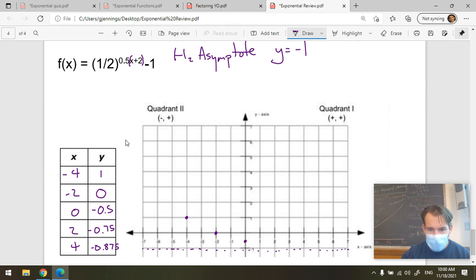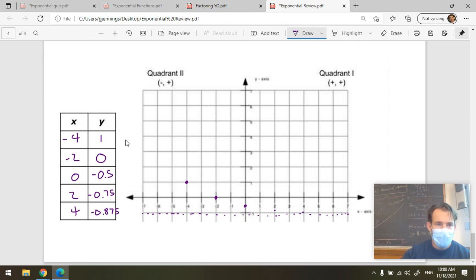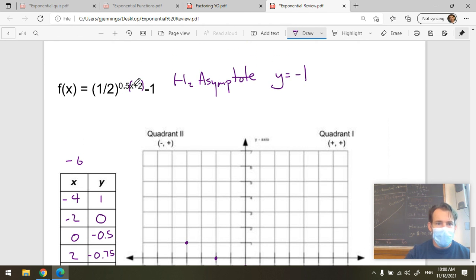So that would give us the 2 here is down here. And then the 4 here is down here. And it looks like there might be something interesting happening at -6. So let's do -6 as well. We'll do it up here, -6, so that we can see the function. -6 plus 2 is -4. -4 times a half is -2. 1 half to the -2, flip it, is 2 to the 2. 2 to the 2 is 4. 4 minus 1 is 3. So that gives us this point here, 3.